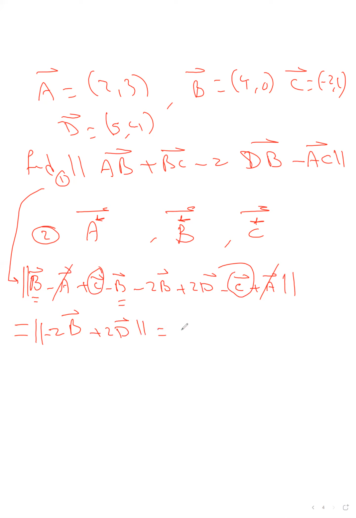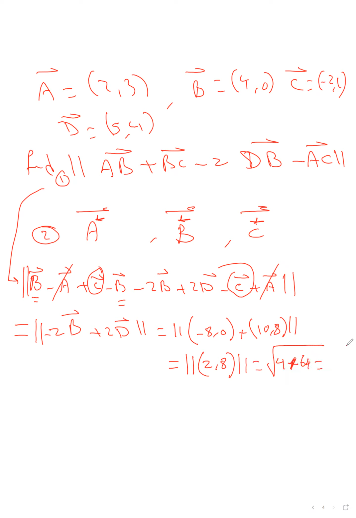So the norm of negative 2B, which is negative 8 and 0, plus 2D, which is 10 and 8, equals the norm of 2 and 8, which is the square root of 4 plus 64, so root 68. That is number 1. Now see number 2.